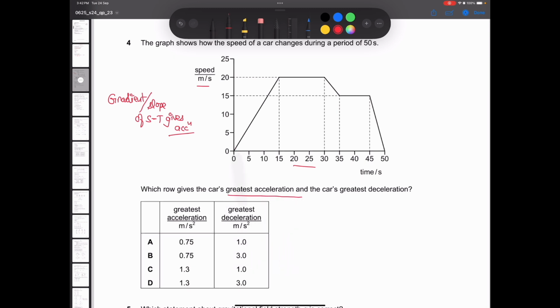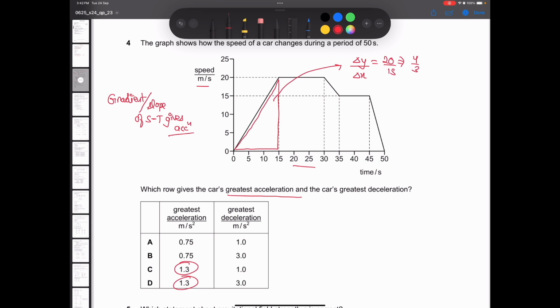And acceleration is this because the velocity is increasing. So we will find the gradient of this. That will be change in y over change in x. So that is 20 over 15, 4 over 3. That is 1.3. So we have to pick between option C and D.